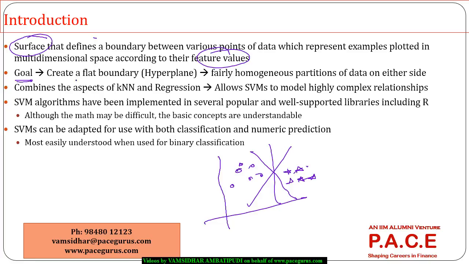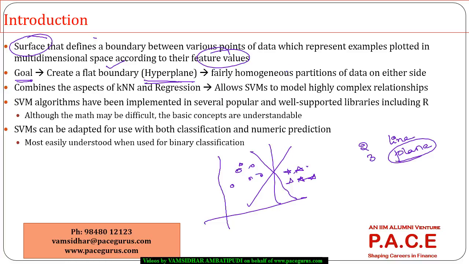The major goal of a support vector machine is to create a flat boundary. The flat boundary could be a two-dimensional boundary, which is simply a line, or a three-dimensional or n-dimensional boundary, which is a plane. That kind of boundary that we are drawing or creating is called a hyperplane.